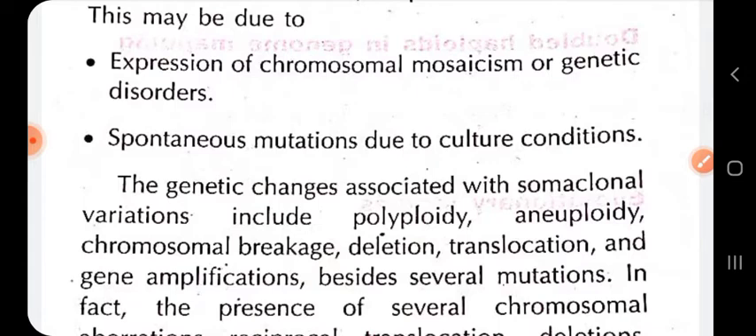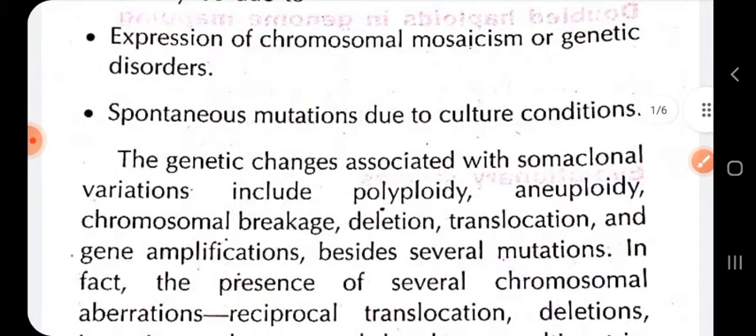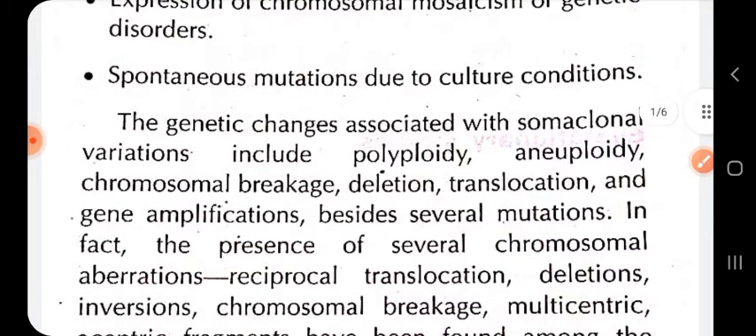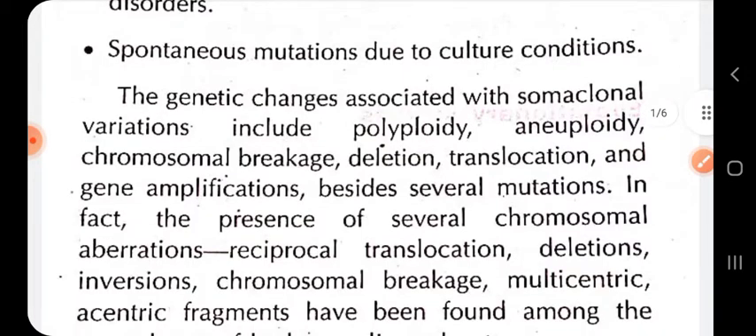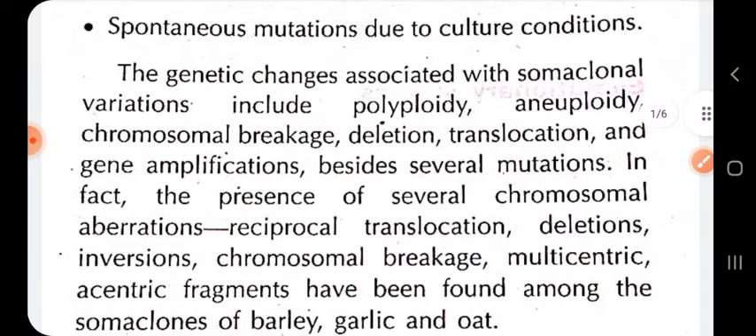Extended culture periods can also lead to plants regenerated from tissue culture having some chromosomal abnormality. What is written here is that the genetic changes associated with somaclonal variation include polyploidy, meaning having multiple sets of chromosomes, aneuploidy, chromosomal breakage which leads to chromosomal mosaicism, deletion, translocation, and gene amplification, besides several types of mutation.